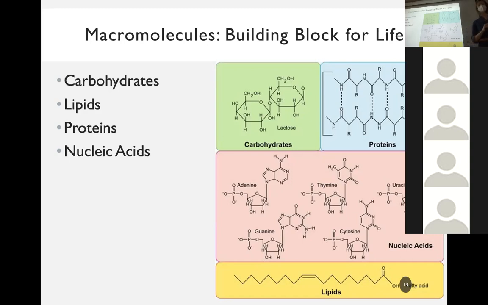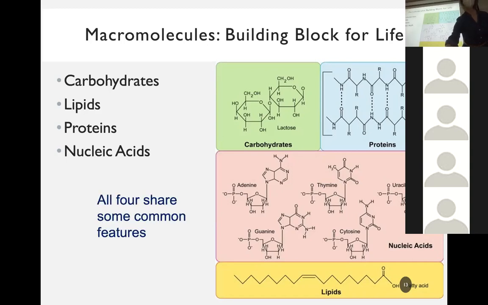So I do want to talk about some features that all 4 of these have in common. And we'll talk about how those features differ between each category as we go along. So all 4 share some common features. We'll talk about those common features and then move into talking about each of these types of macromolecules specifically.